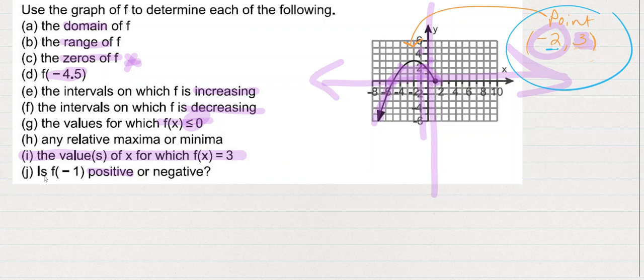And the last is f of negative 1, positive or negative. We find when x is negative 1 and evaluate the graph, and we see that the value of the graph is positive at that point.